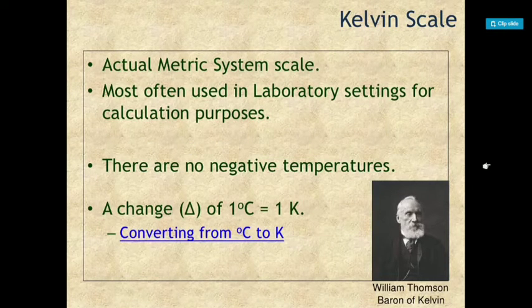Okay, so now let's proceed with the last temperature scale, which is the Kelvin scale. It is the actual or the official metric system scale. It is often used in laboratory settings for calculation purposes. So most of the scientists, especially those dealing with temperature scales, use Kelvin in describing the temperature of a substance or an object. A change of 1 degree Celsius is equal to 1 Kelvin.